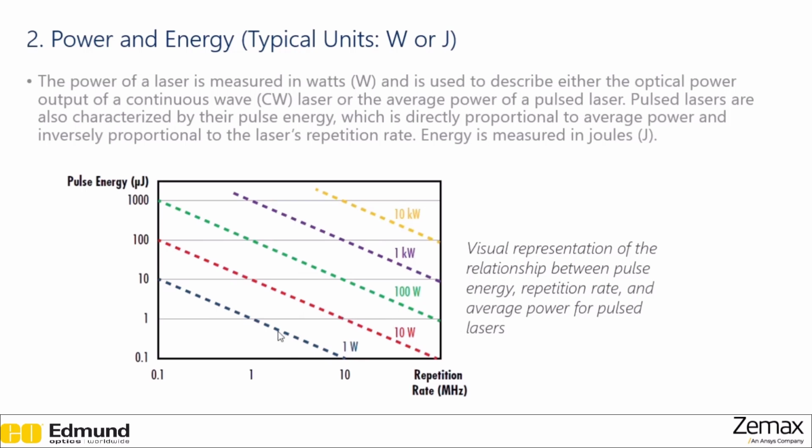If we were to look at this graph here, this shows for lasers with different average output power, what pulse energy requires what repetition rate. So for example, for a 1 watt laser, if the pulse energy is 10 microjoules, then the repetition rate is 0.1 megahertz. So 10 microjoules times 0.1 megahertz gives us a 1 watt output.